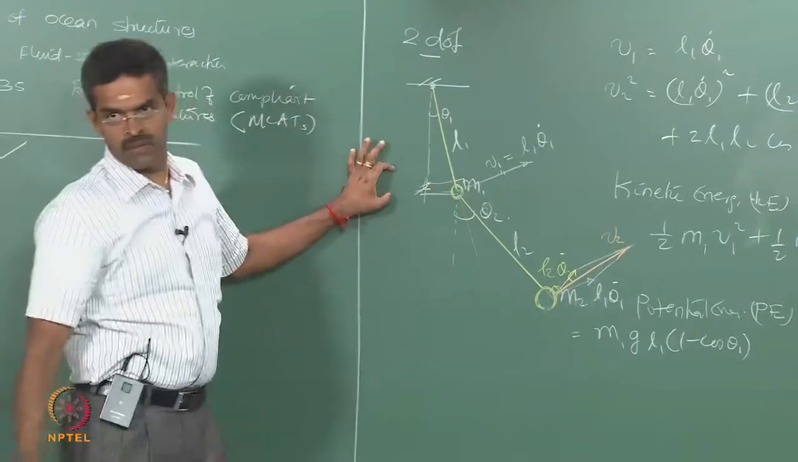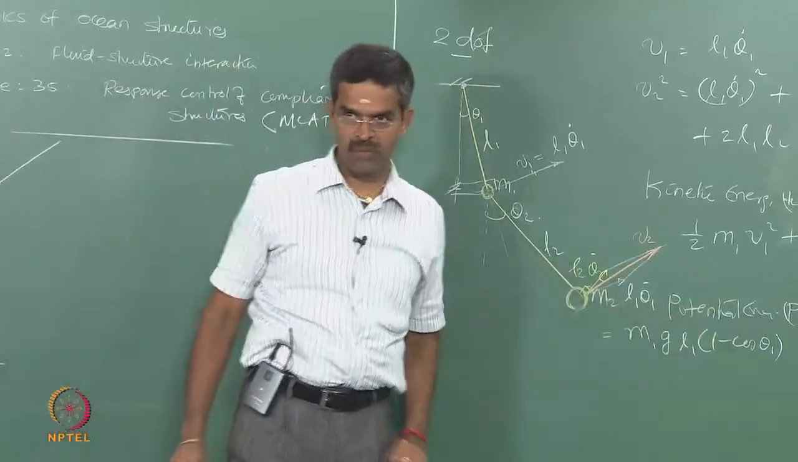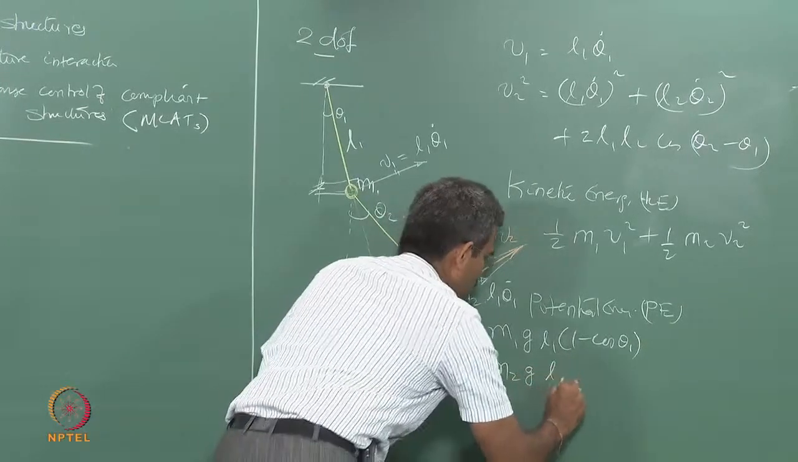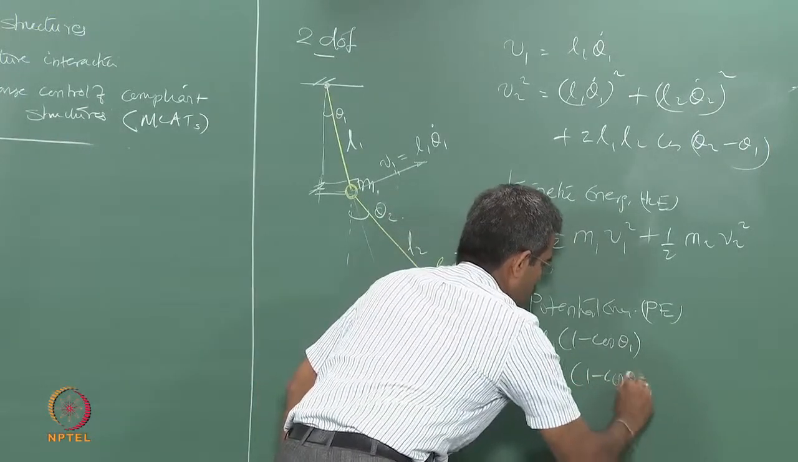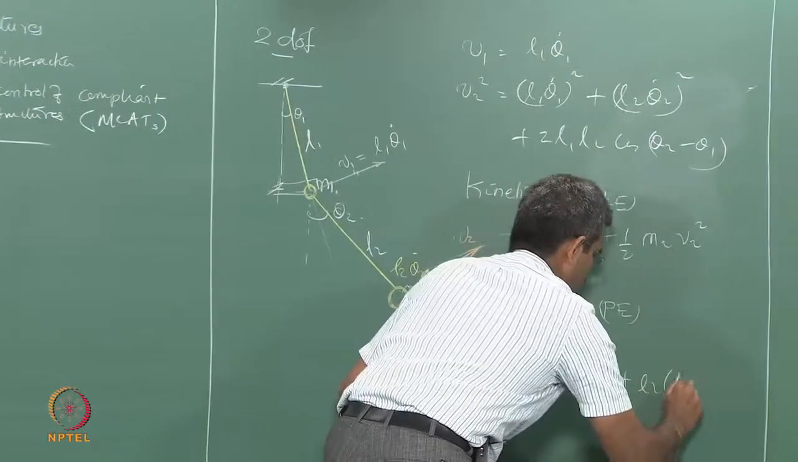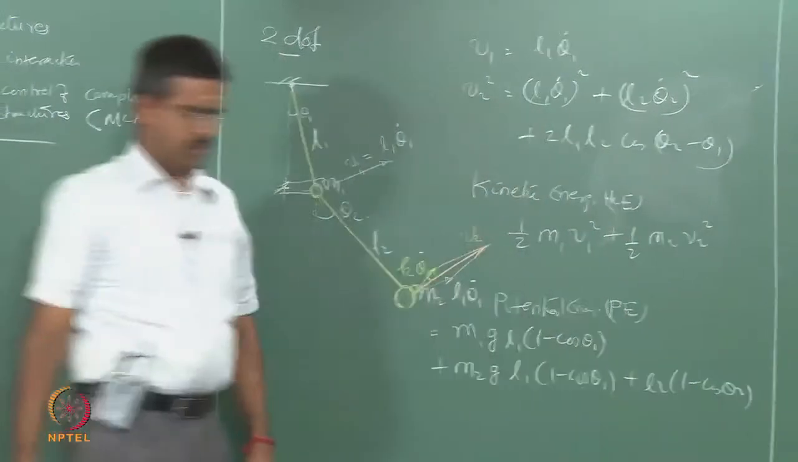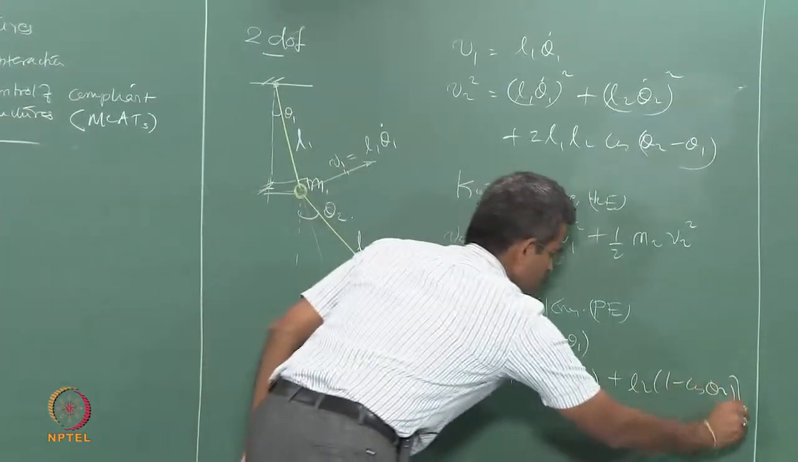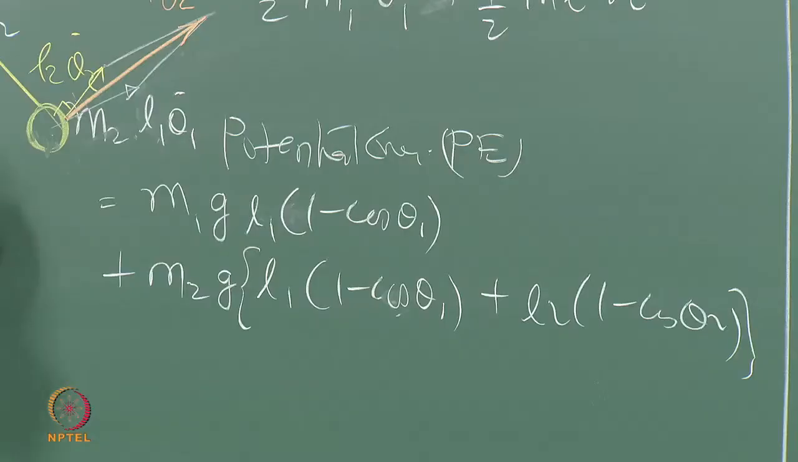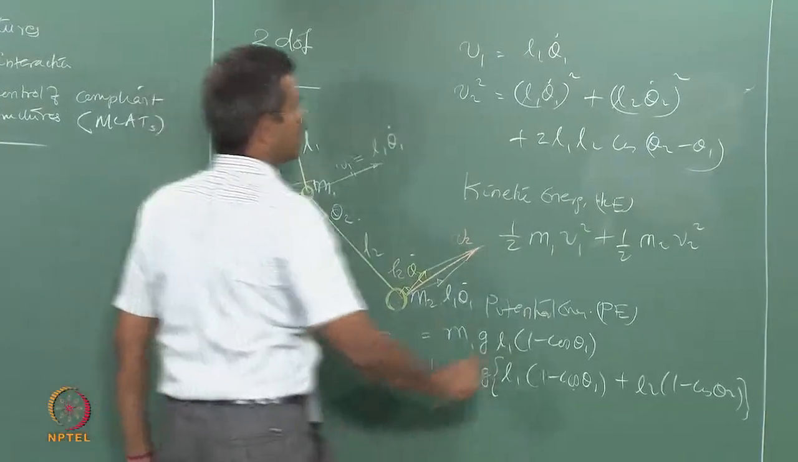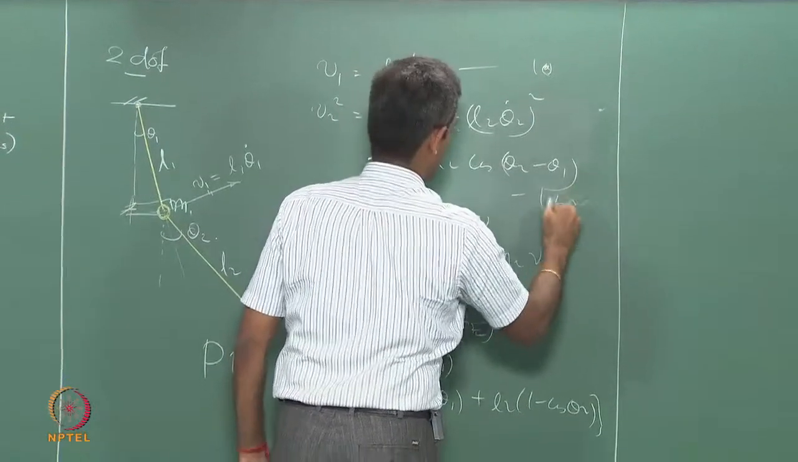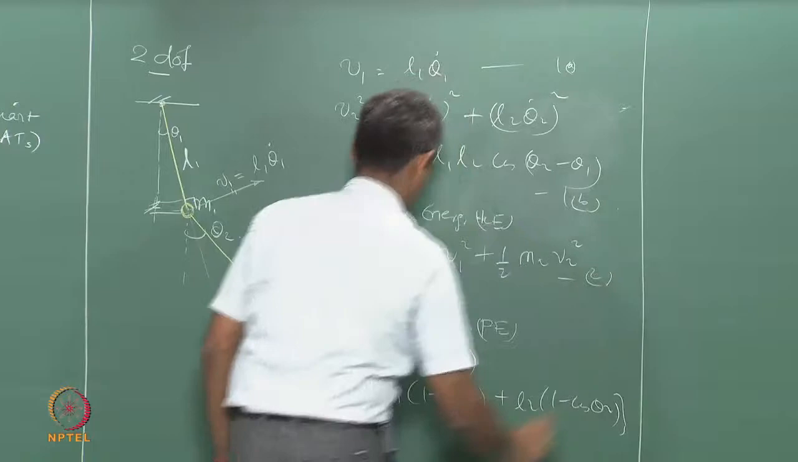This difference, okay? L1 minus L1 cos theta 1, plus m2 g of L1 into 1 minus cos theta 1, plus L2 into 1 minus cos theta 2. This is my potential energy, this is my kinetic. I will call this equation 1a, equation 1b, equation 2, equation 3.